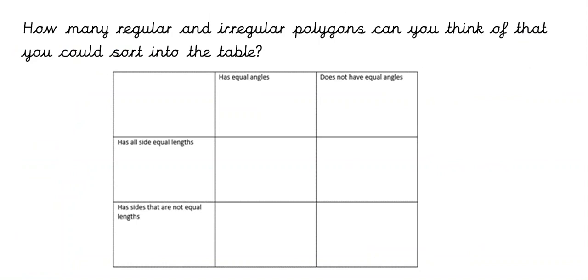Okay, so this is your last task now. How many regular and irregular polygons can you think of that you could sort into the table? You've got has all equal lengths, has equal angles, so it would be regular. Has all equal lengths but does not have equal angles. Has sides that are not equal lengths but equal angles. Has sides that are not equal lengths and also does not have equal angles. See how many polygons you can fit into this table.